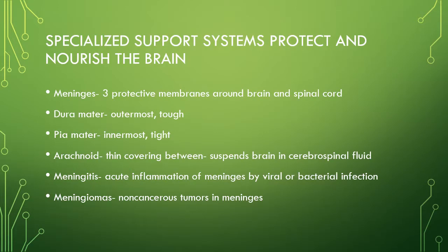Specialized support systems protect and nourish the brain. The meninges are 3 protective membranes around the brain and spinal cord. I'm going to go over these different layers. The dura mater is the outermost, and it's considered to be tough. Pia mater is the innermost, and it's tight. The arachnoid is a thin covering between, and it suspends the brain in CSF.